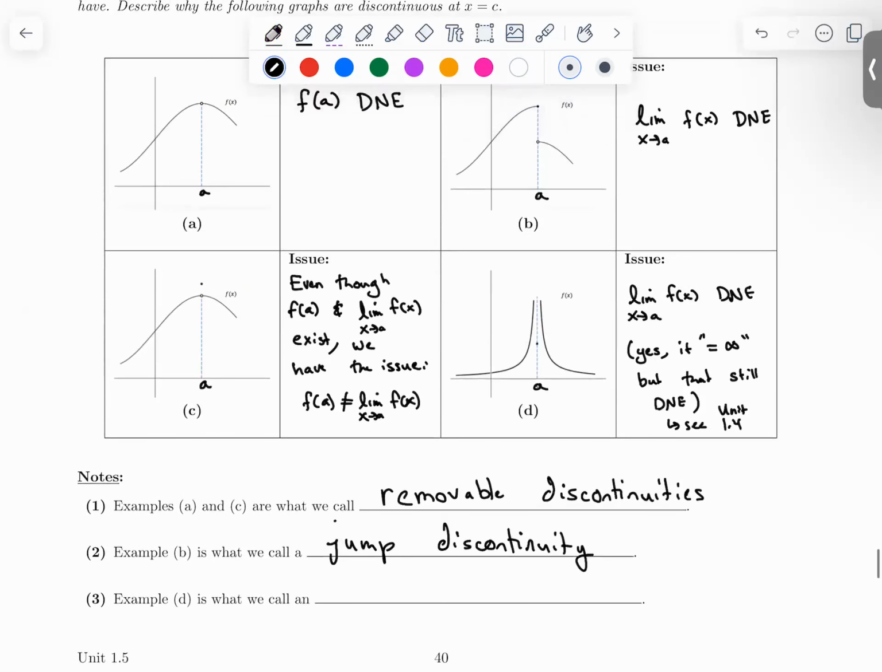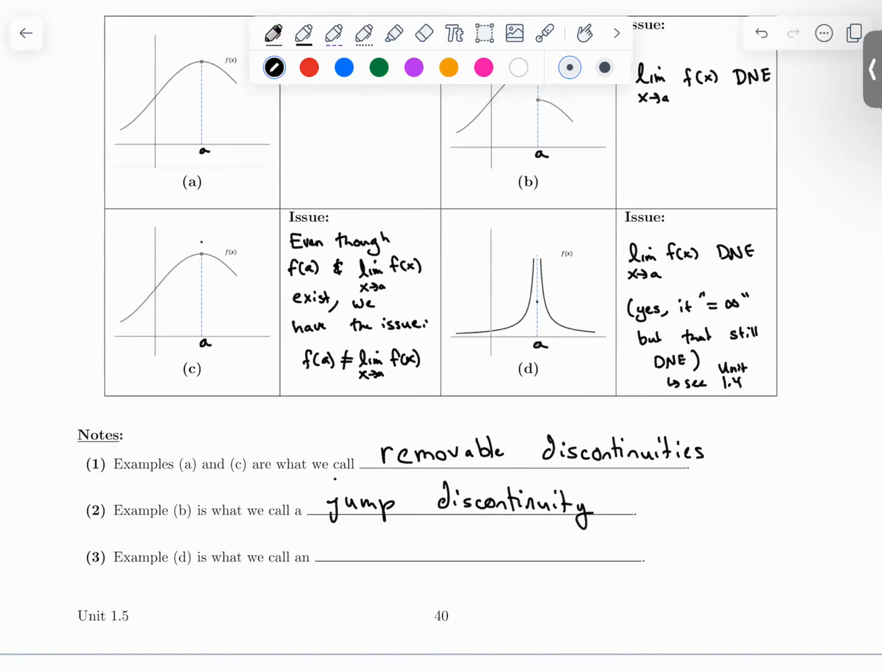And there's a really, really scientific reason for that, because it jumps. It's not really scientific. It's very, very unoriginal. And then last one, part D, is what we call an infinite discontinuity, because it's going to infinity. Infinite discontinuity.